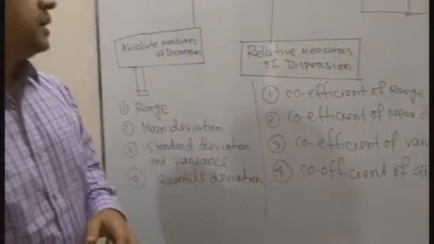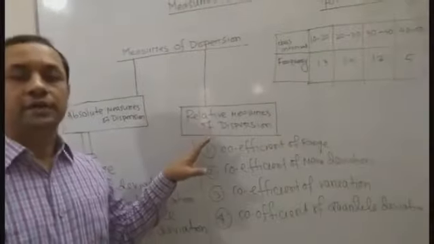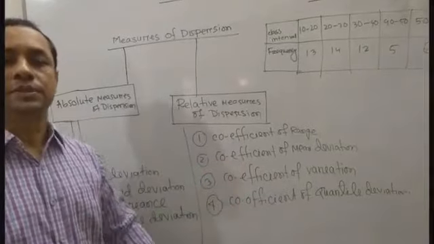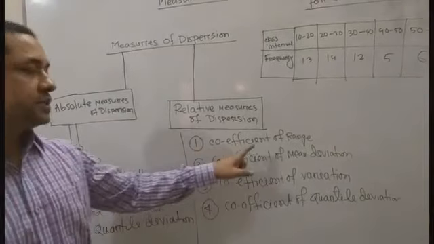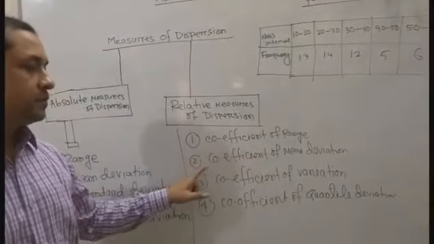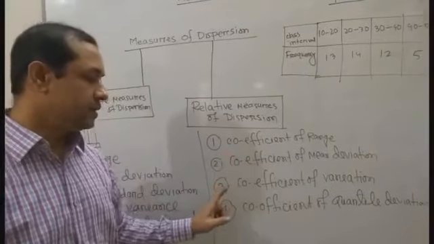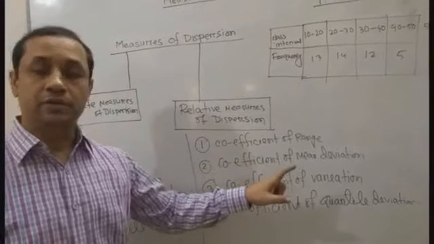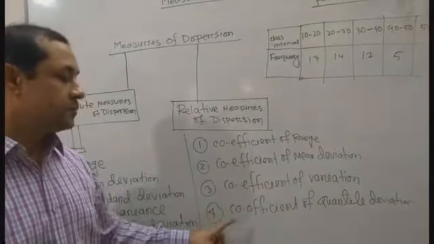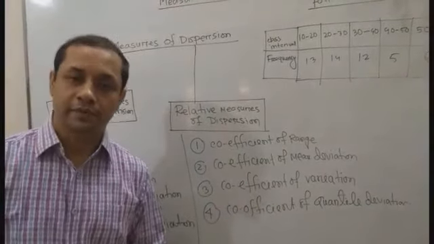So, again, four types of relative measures of dispersion. First type, coefficient of range. Second type, coefficient of mean deviation. Third type, coefficient of variation. Fourth type, coefficient of quartile deviation.